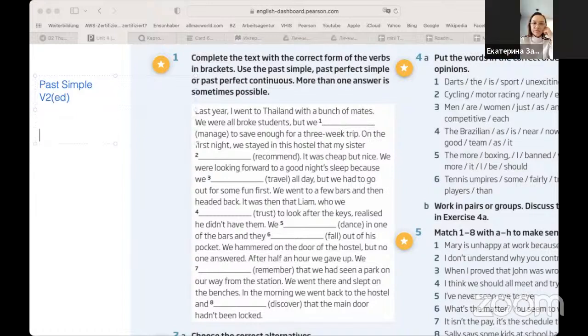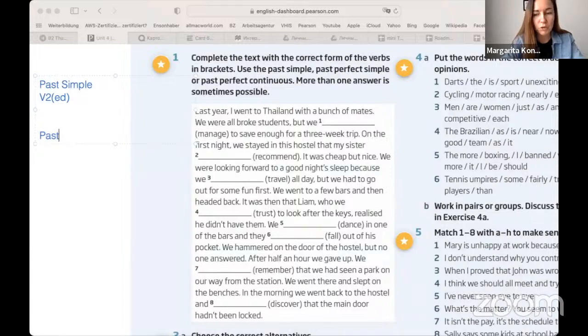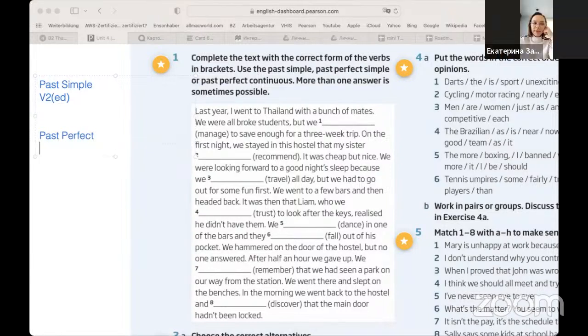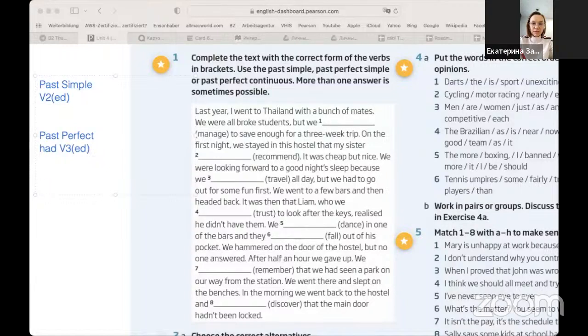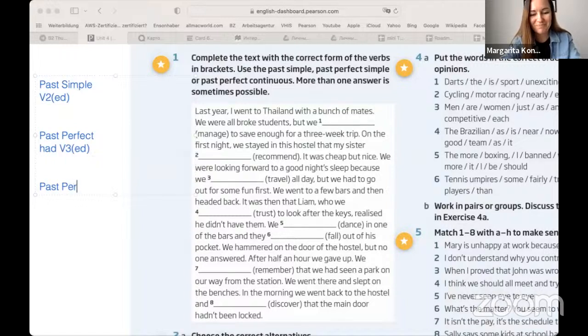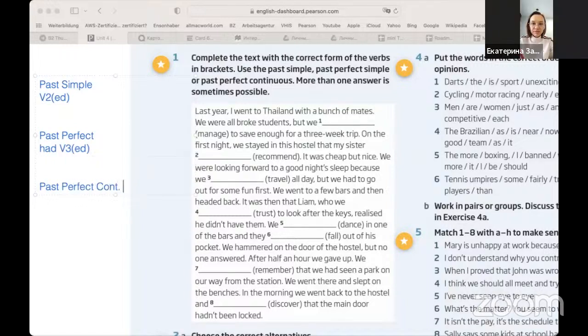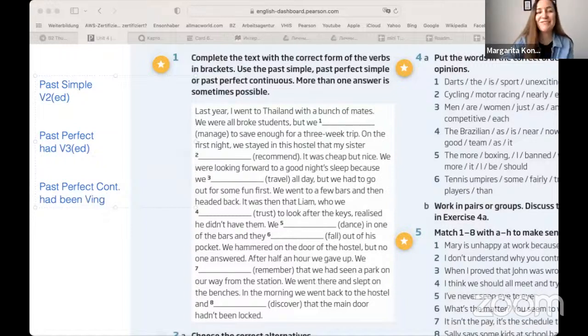Exactly, totally right. If it is past perfect, how do you form it? Had, yes, very good. And the verb in the third form, or ed if it is regular. Very good. And then in the task, we also have past perfect continuous. Had been, verb with ing. Okay, brilliant. Very, very good.